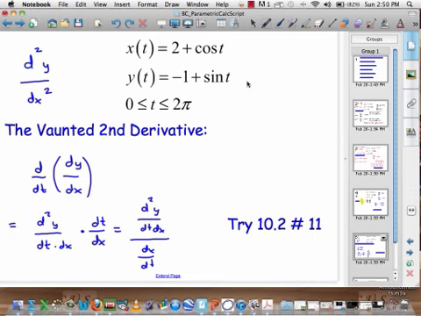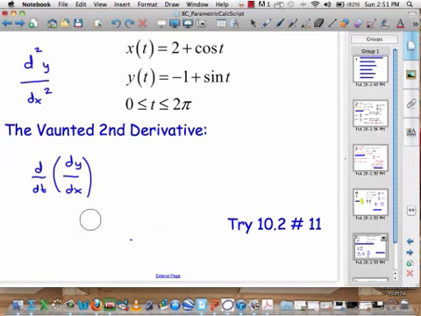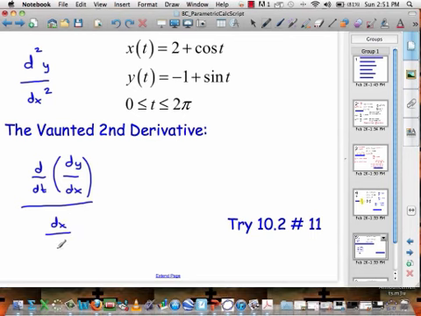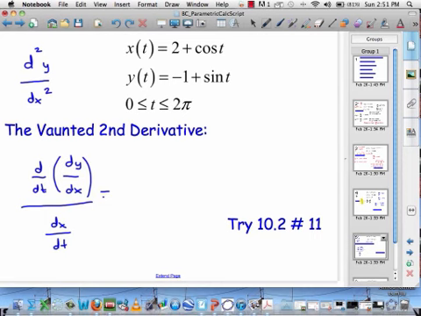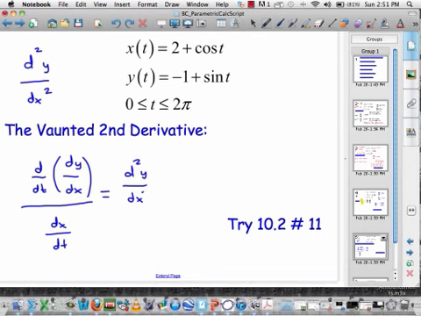So I know I've got a whole bunch of jazz here that is kind of ugly to look at, so let me just recap what you would do to find the second derivative. You're going to take the derivative with respect to t of the first derivative, and then you're going to divide by dx dt. Now, if you forget all that, you just have to play with the calculations to see what you're after. This is what you're after: d squared y dx squared. So let's try it with this example.